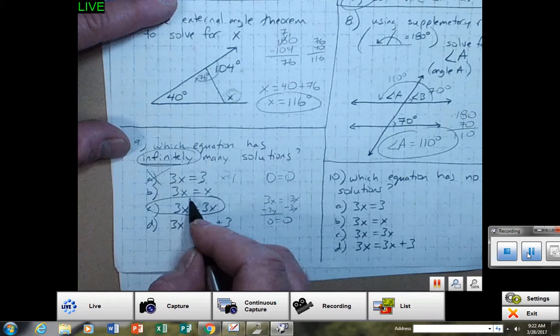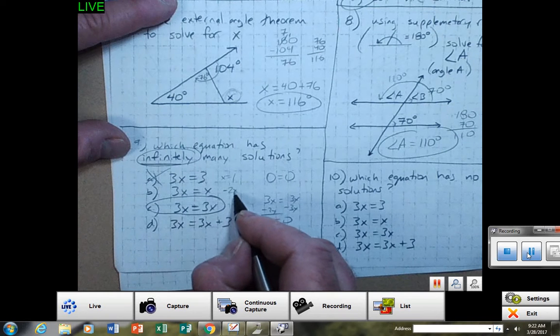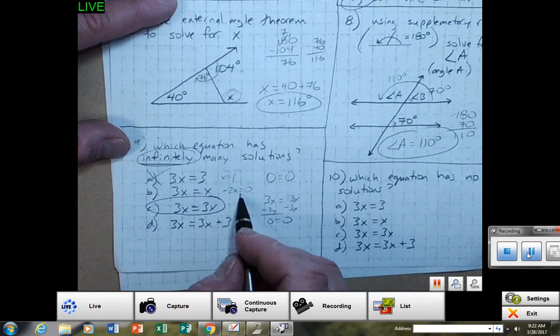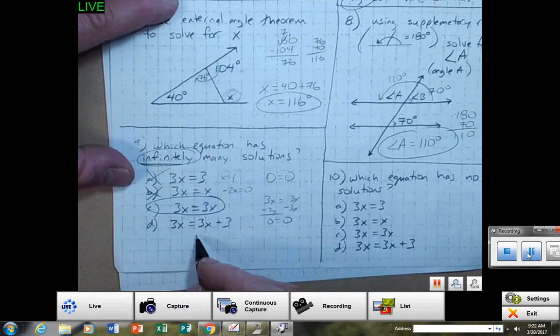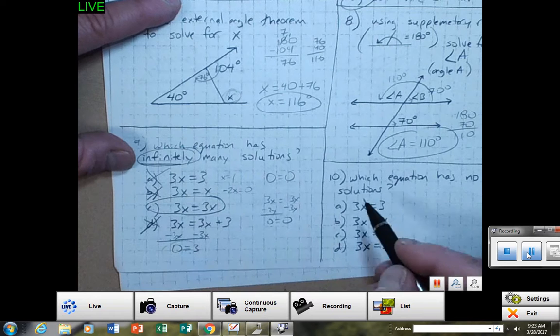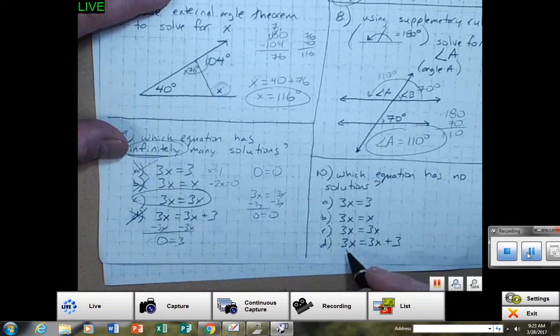This one right here, if I subtracted x on both sides, I'd be left with negative 2x equals 0, and that would give me an answer x is 0, so not that one. This one right here, if I subtract 3x, I get 0 equals 3, and that shows me no solutions, so that one is not correct either. But number 10, which is related to number 9, this is the only one that shows no solutions.